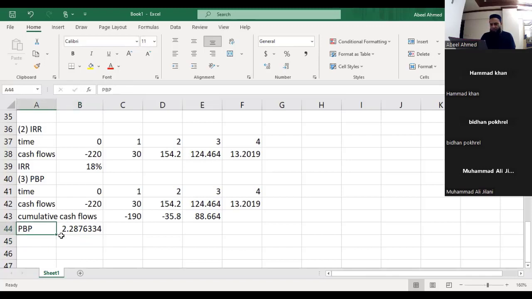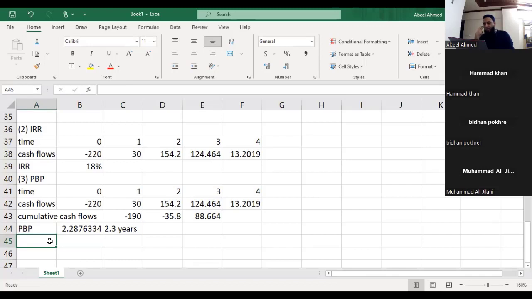So payback is 2.3 years. I think the target which was mentioned by the finance director is not met. They had a target of just 2 years. It is a little bit over and above the 2 years.